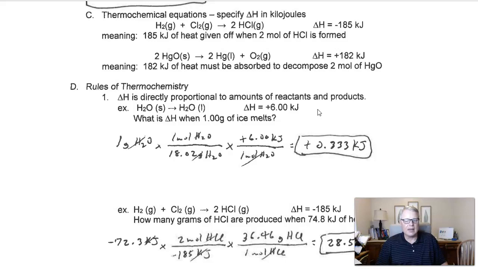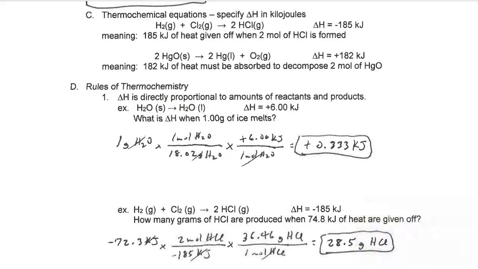Given that equation, what is the delta H when 1 gram of ice melts? Okay, what do we know? We've got this equation, and we also know we've got 1 gram of ice. So we're going to start out by writing down 1 gram of ice, or water in this case. Draw a times sign. Where am I trying to get to? I'm trying to get to delta H here. Of course, that's in kilojoules. Normally when we express delta H's, we express them in kilojoules. So I'm trying to get to kilojoules.